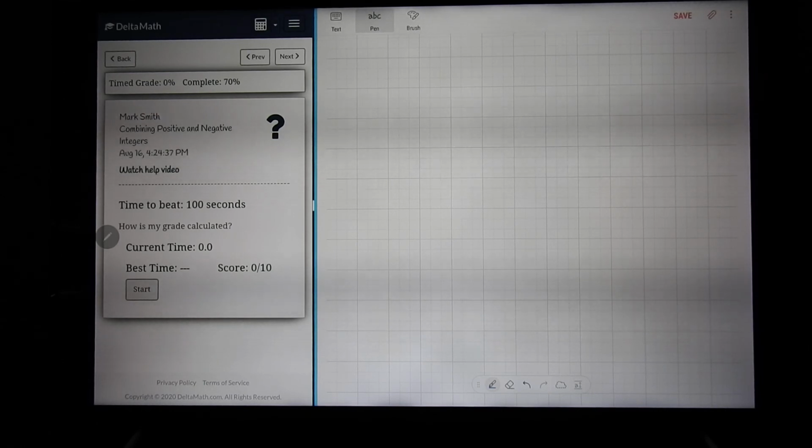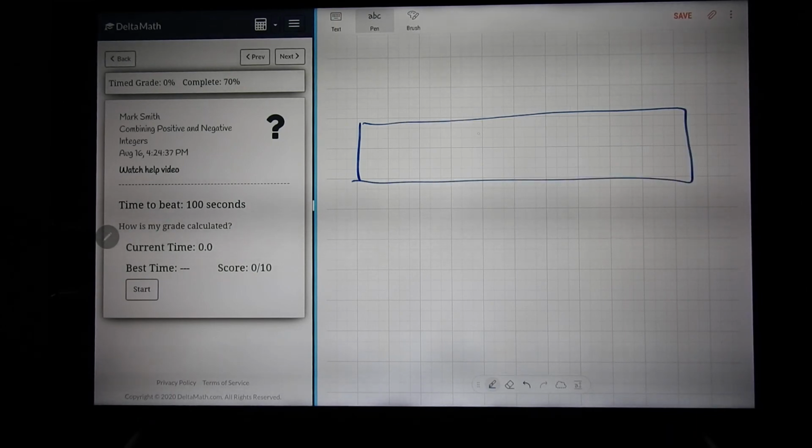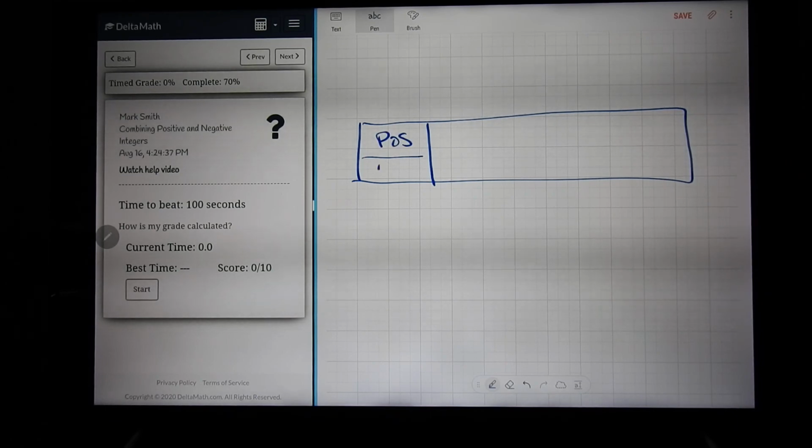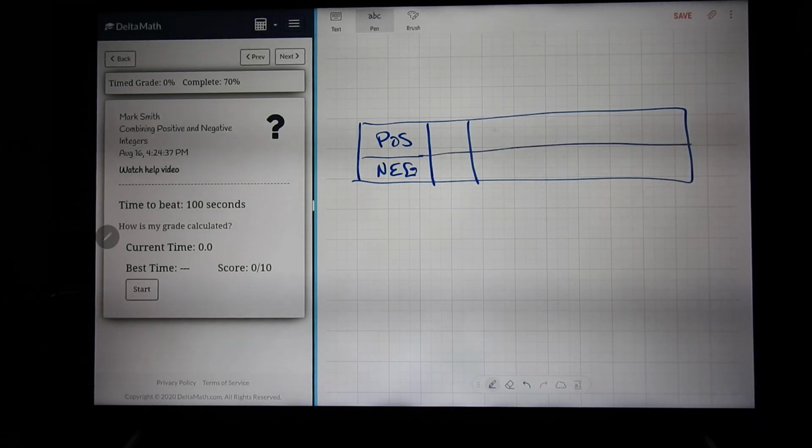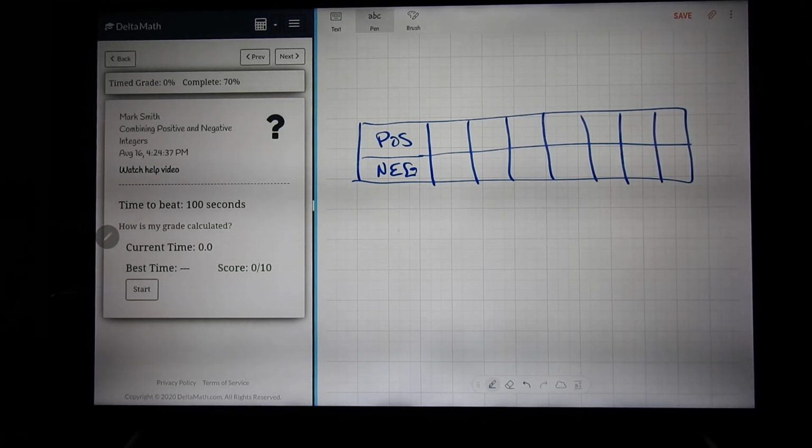And so I'm going to do a little thing over here, all right? And this is a little scoreboard. This is the positive team, and this is the negative team. All right, I don't have 10 of those. I have to do 10 of them, but I don't have 10 of them, but I'll show you how this works. All right, so I'm going to start.